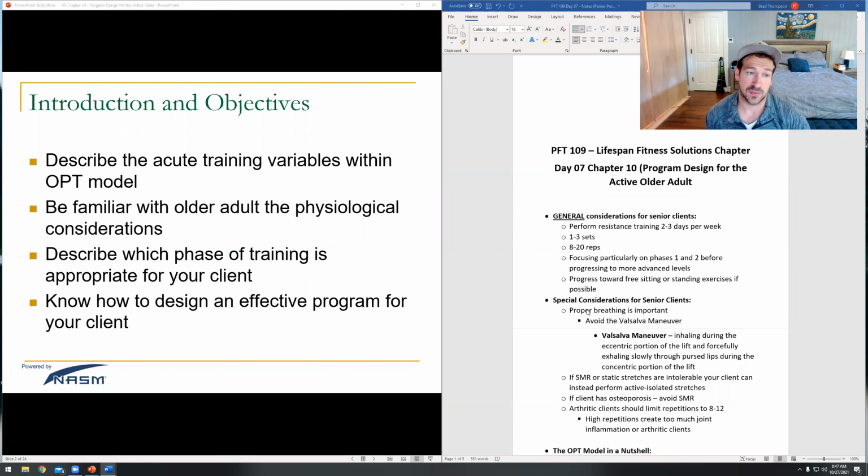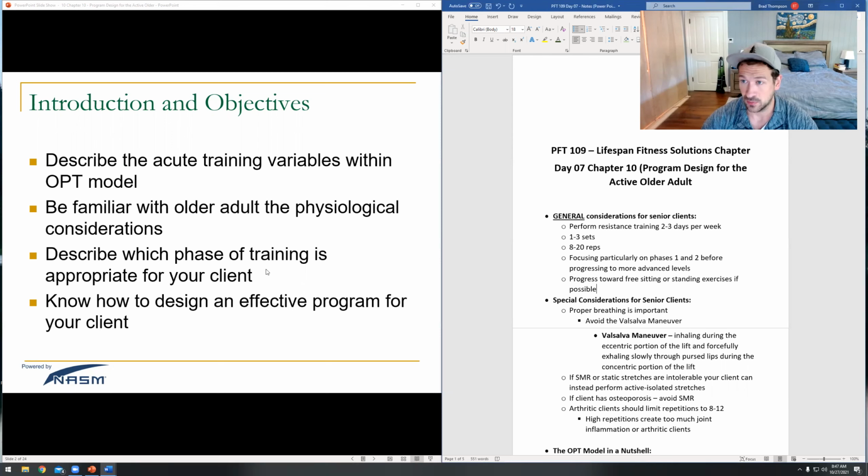The idea here is today we're going to spend a lot of time talking about specific acute variables. Acute variables are all the stuff that you consider when designing a program: sets, reps, tempo, intensity, rest period. And then obviously exercise selection is also an acute variable. We just haven't talked about that one just yet. So we want to be familiar with some of the physiologic considerations for our adult clients, and what is going to be different when training them compared with average adults.